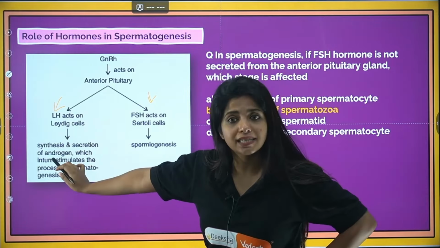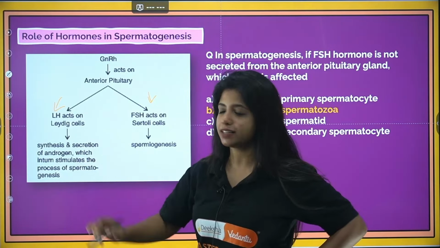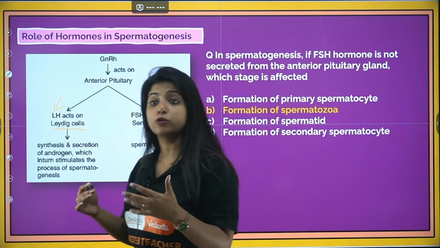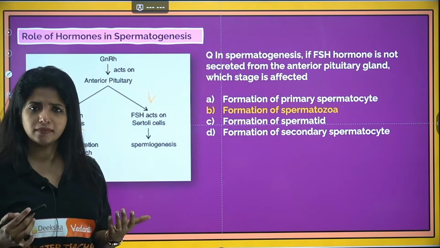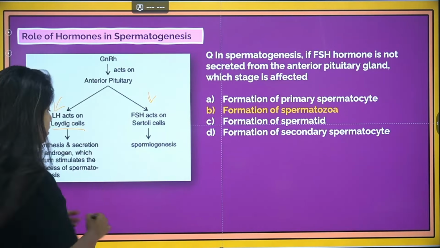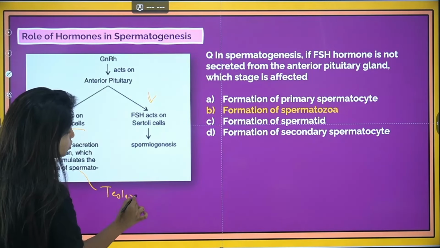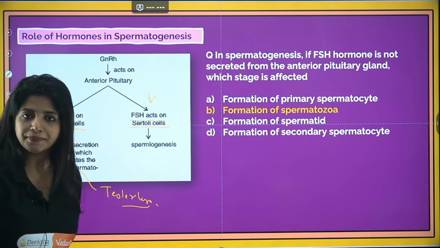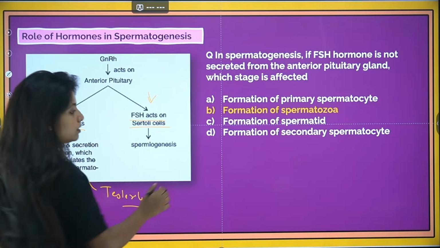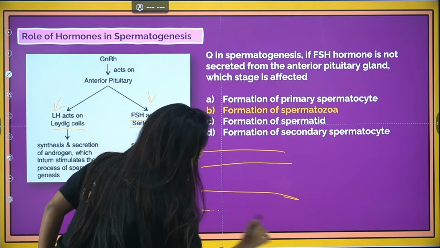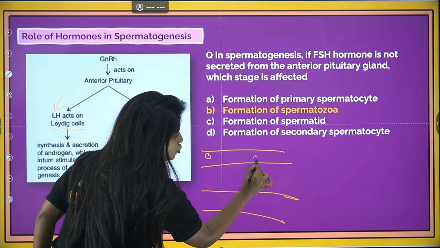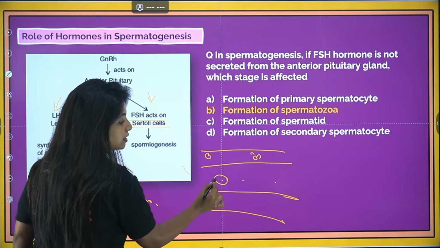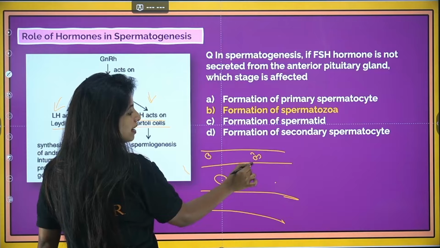LH acts on the Leydig cells. Okay, L for Leydig cells. LH acts on the Leydig cells, and the Leydig cells are responsible for production of what? Androgens, the male sex hormones. Okay, the most famous one is testosterone. Now FSH on the other hand acts on the Sertoli cells. So in the seminiferous tubules, you have the Sertoli cells as well as the germ cells out there. And over here, you have the Leydig cells. So LH is going to tell the Leydig cells that you have to produce the androgens, and the androgens now get inside.